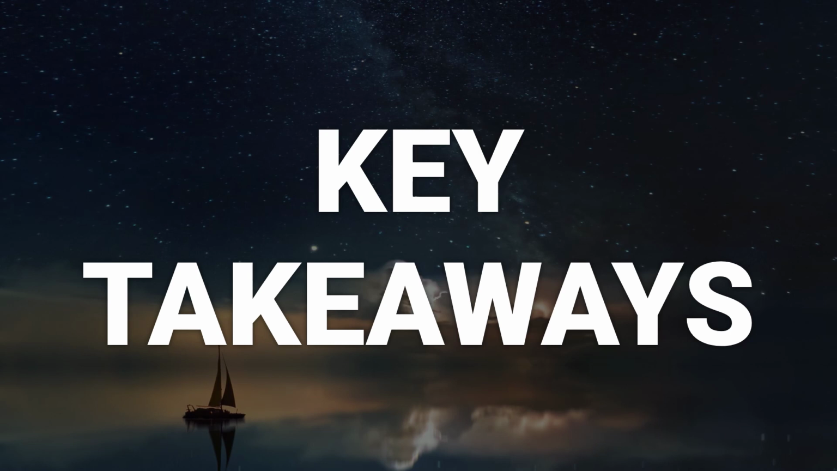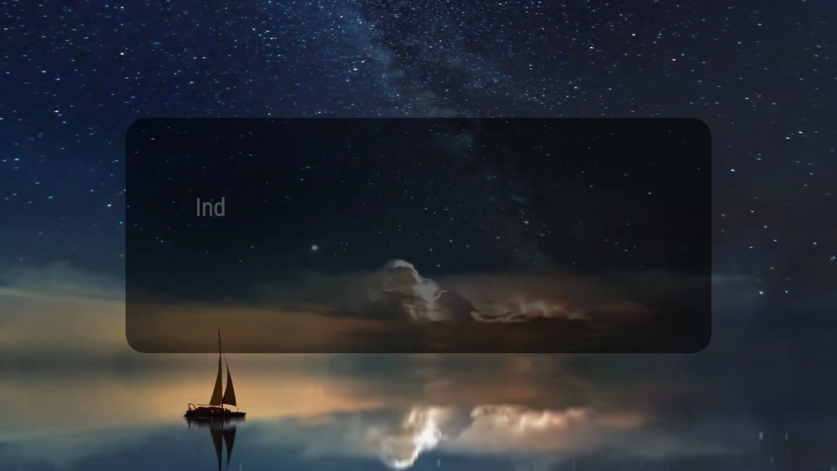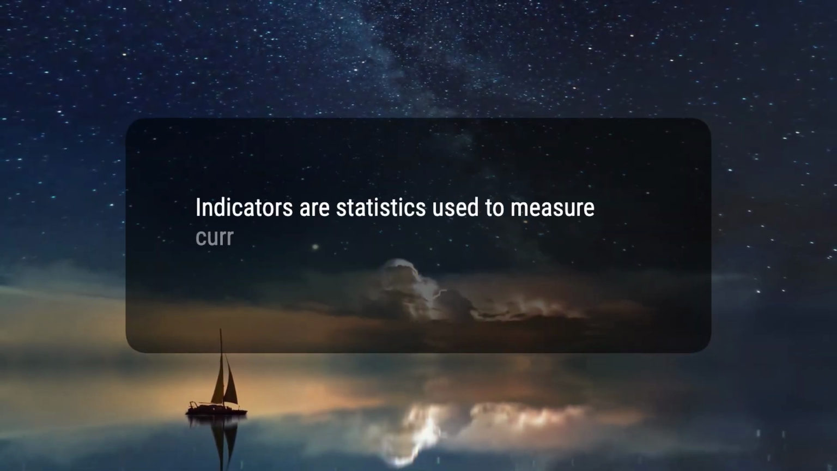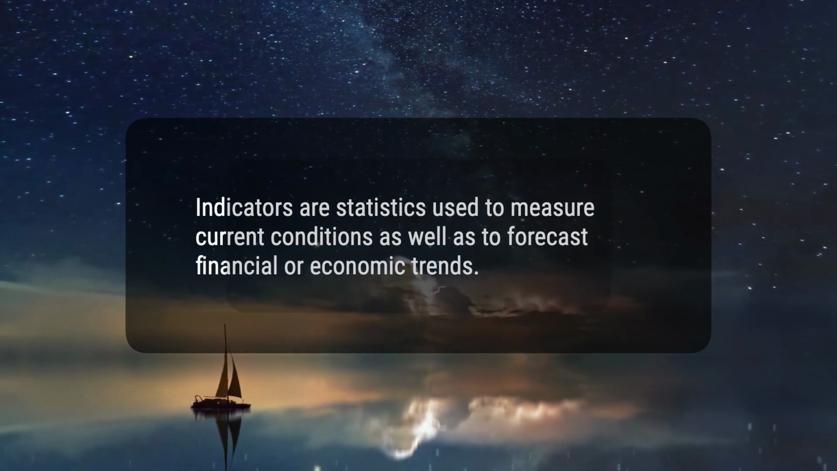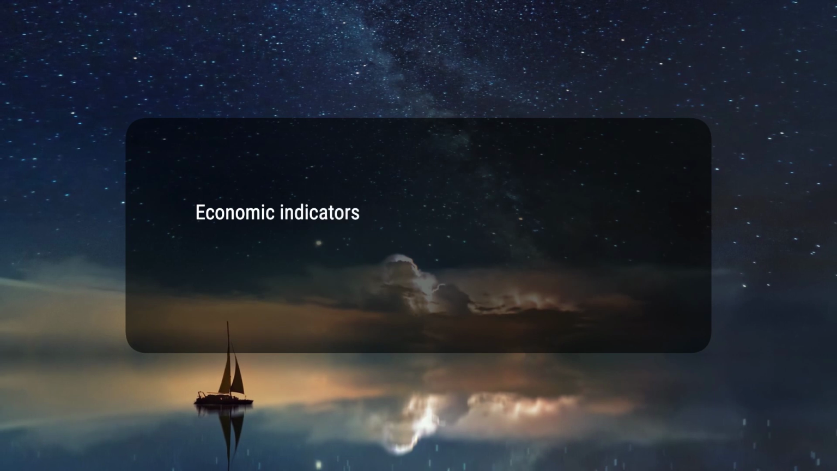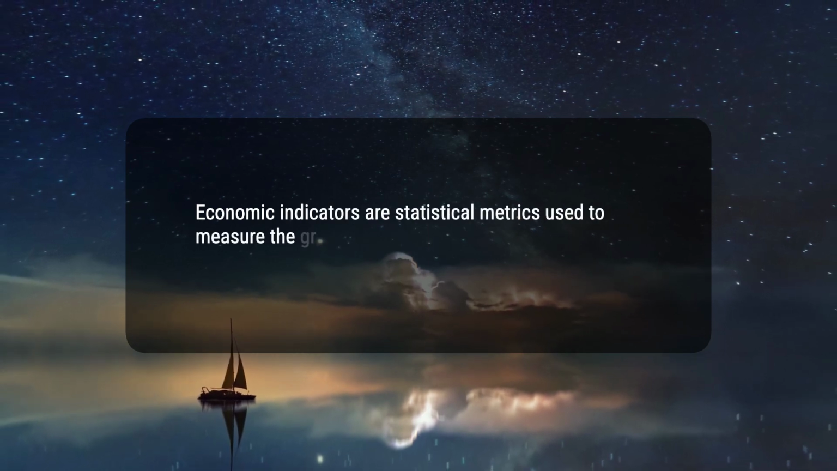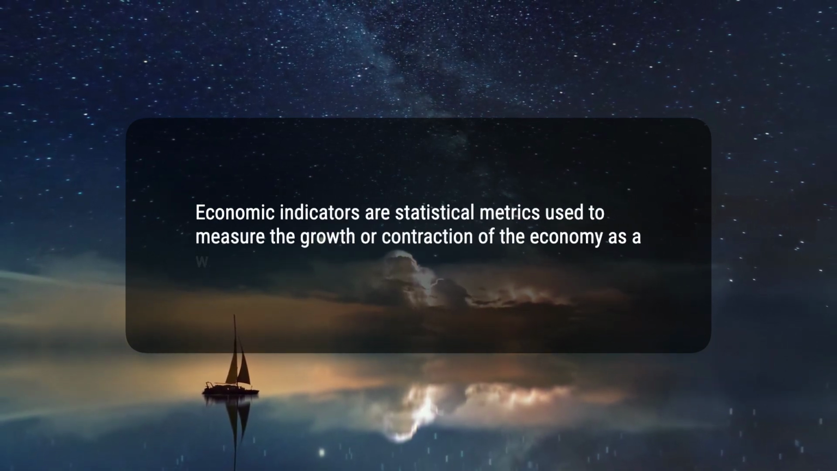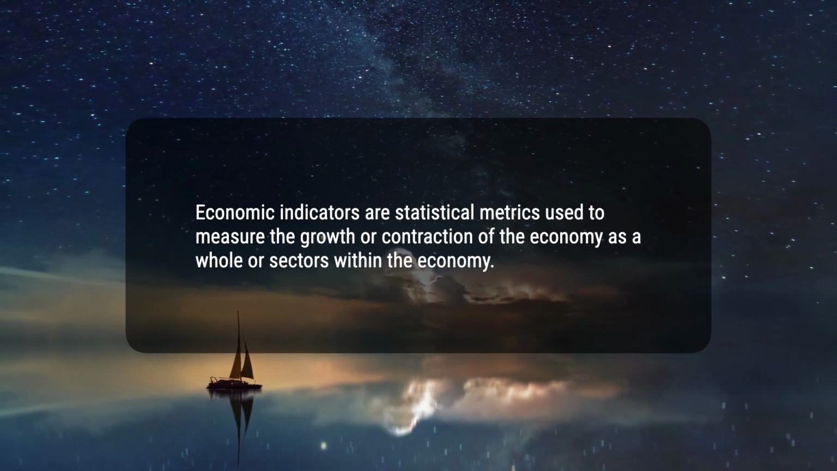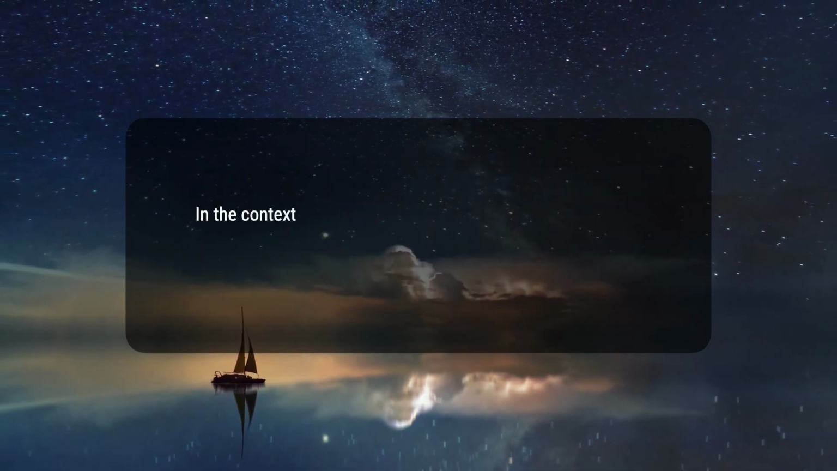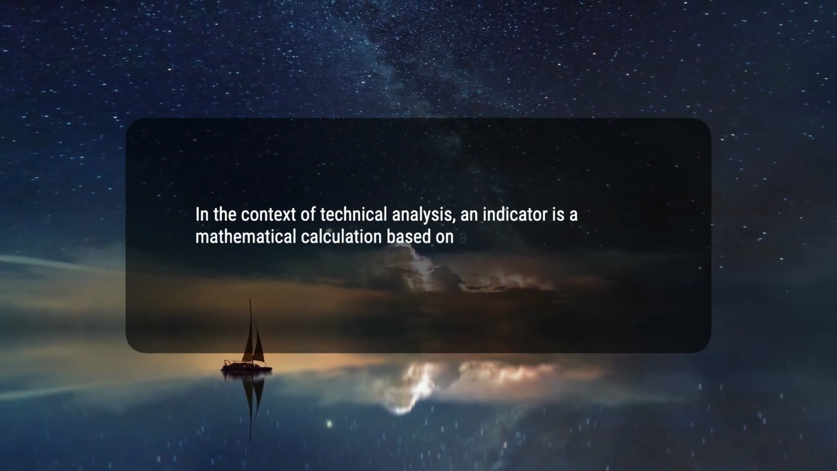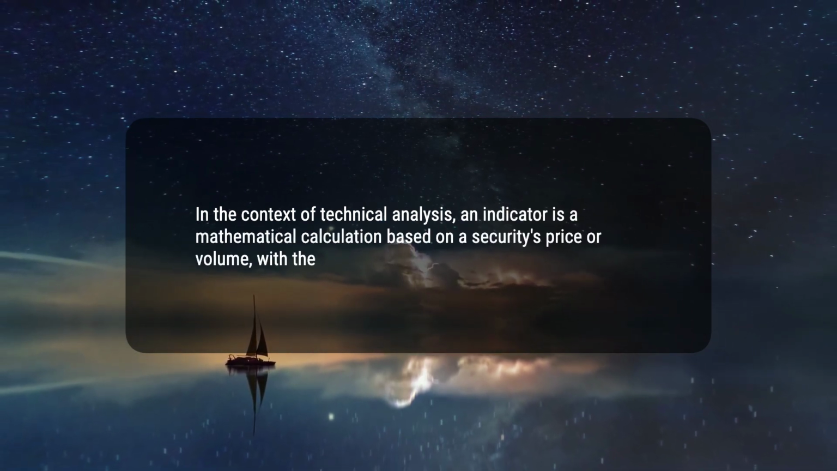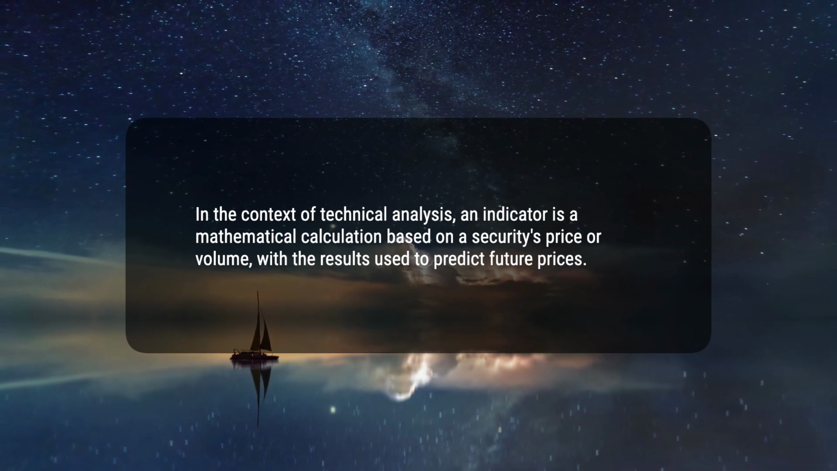Here are 5 key takeaways. 1. Indicators are statistics used to measure current conditions as well as to forecast financial or economic trends. 2. Economic indicators are statistical metrics used to measure the growth or contraction of the economy as a whole or sectors within the economy. 3. In the context of technical analysis, an indicator is a mathematical calculation based on a security's price or volume, with the results used to predict future prices.